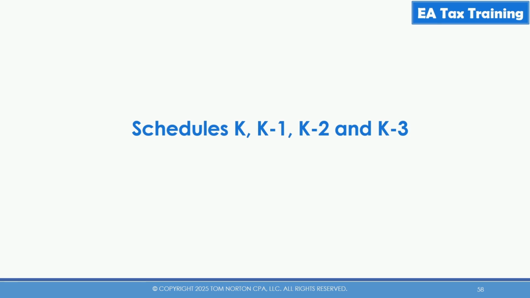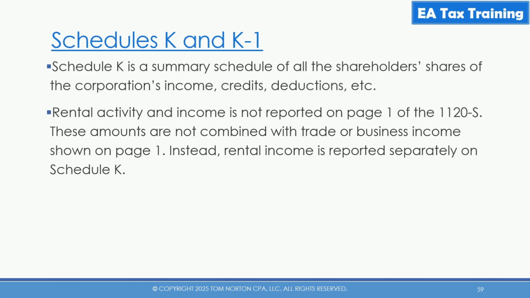Schedules K, K1, K2, and K3. If you are with us for the partnership video, this is going to be very similar. Schedule K is a summary schedule of all of the shareholders' shares of the corporation's income, credits, deductions, etc.